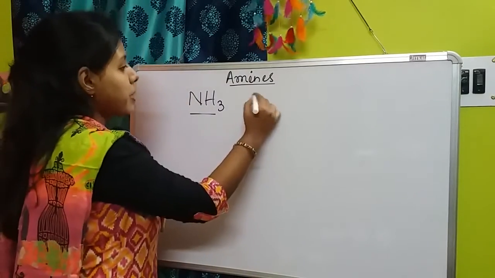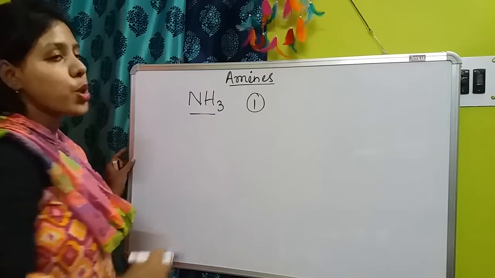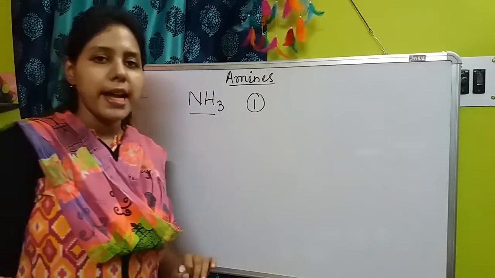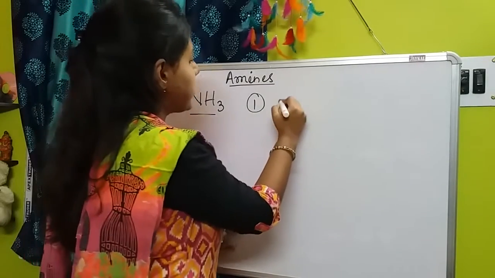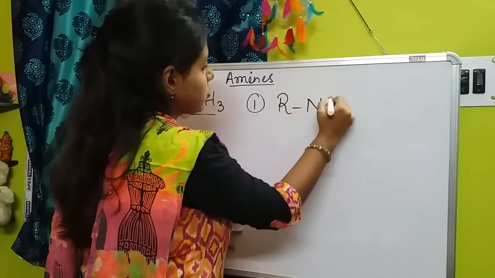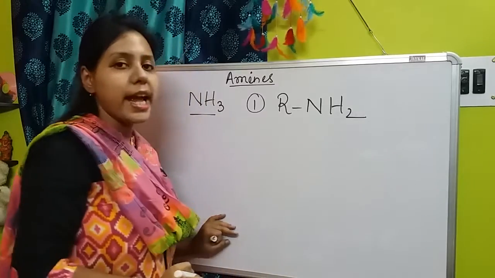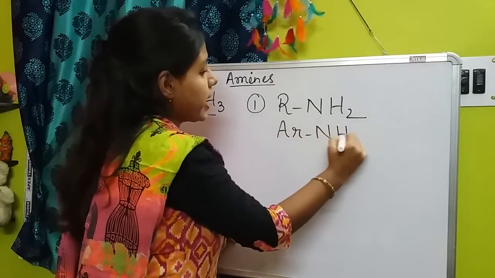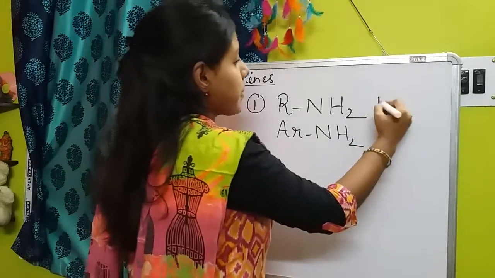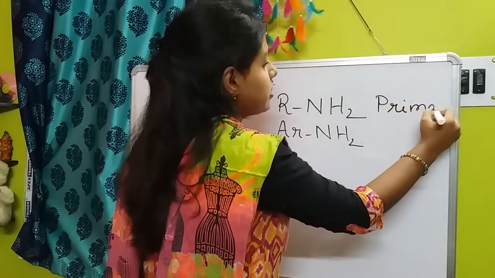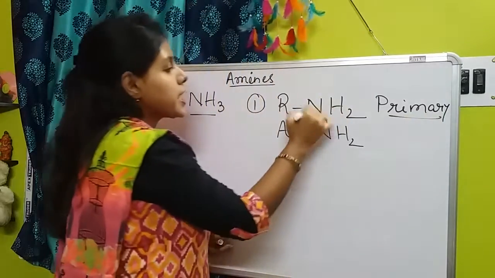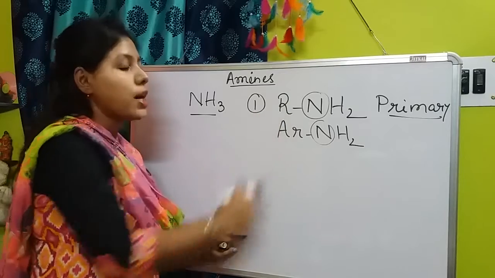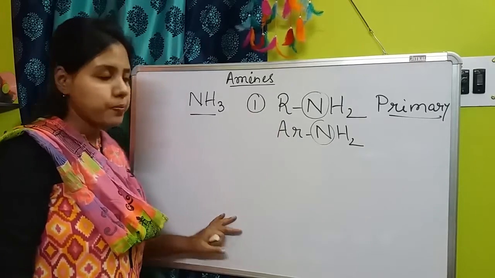So what is primary amine? When only one hydrogen is substituted by an alkyl or by an aryl group. For example, RNH2, or ArNH2. This is the example of primary amine because the nitrogen is attached with only one alkyl or aryl group.